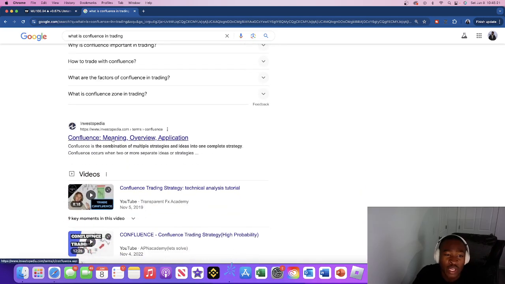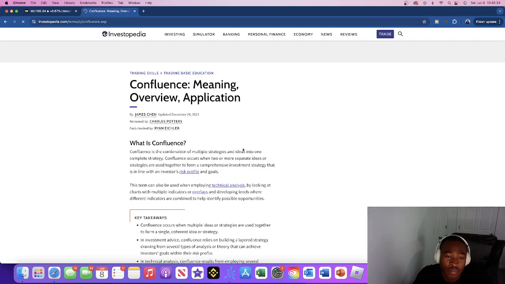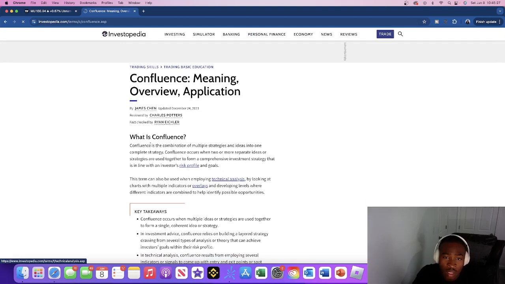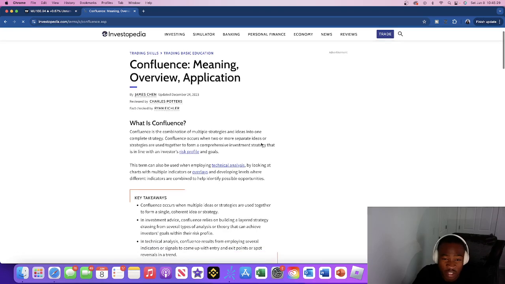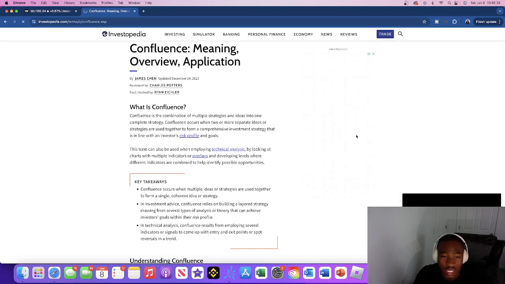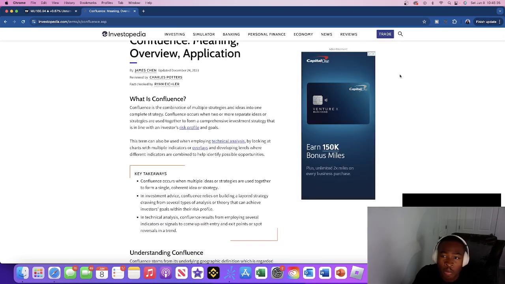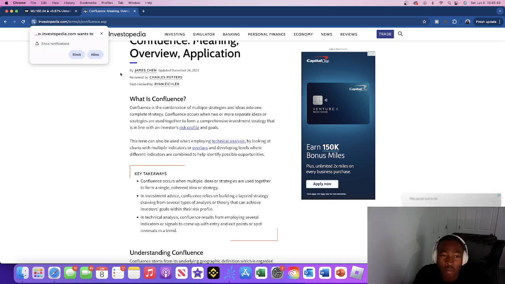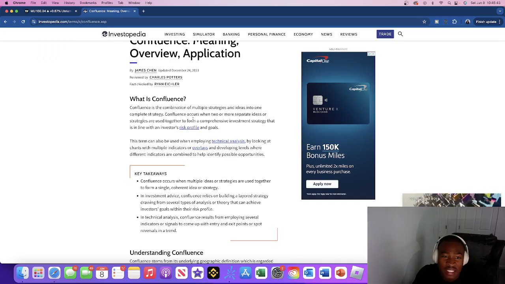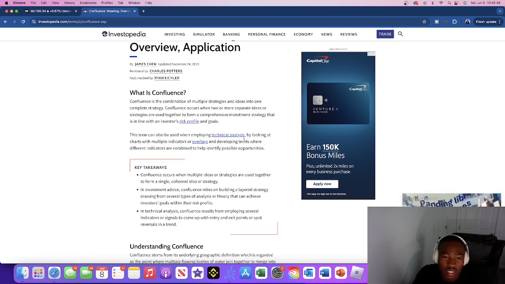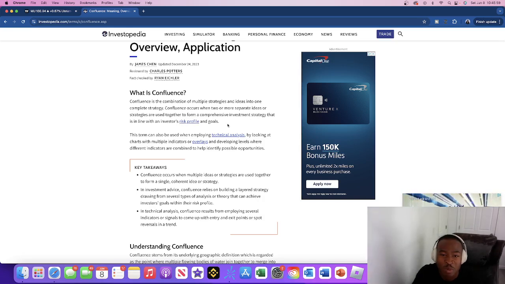I wanted to go through here real quick. There's a short article on Confluence on Investopedia.com, right? And it has a really good explanation. So it says, what is Confluence? Confluence is a combination of multiple strategies and ideas into one complete strategy. So confluence occurs when two or more separate ideas or strategies are used together to form a comprehensive investment strategy that aligns with investors' risk profile, blah, blah.